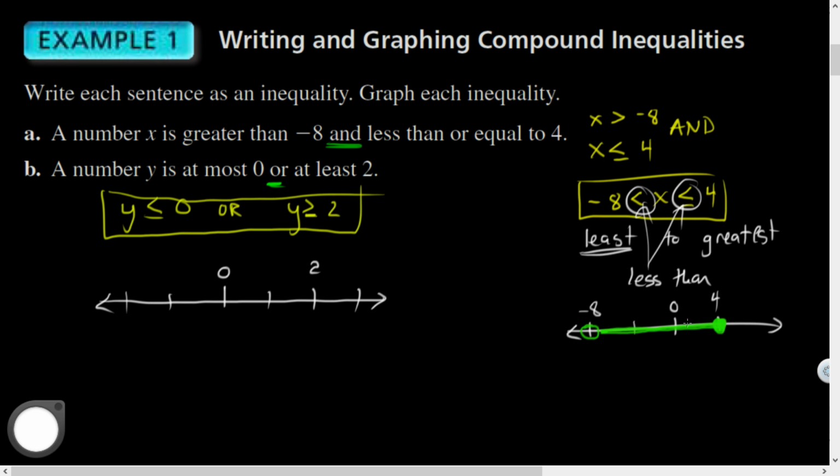Are you talking about the variable? Okay, well, the variable is represented, that's actually a really good question, by the shaded region. The values of x that make this inequality true are everything that's shaded on the number line. Everything up to -8 from the right side and everything up to and including 4. So the x is represented by all of the green stuff here on my graph.